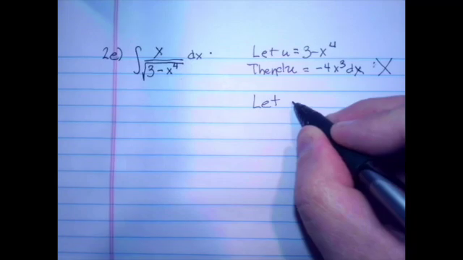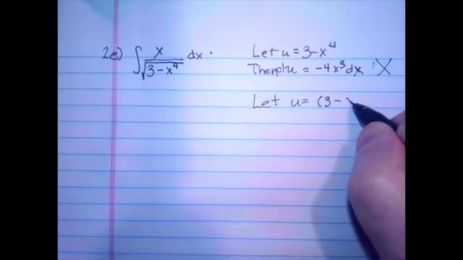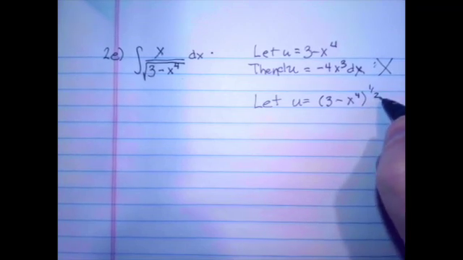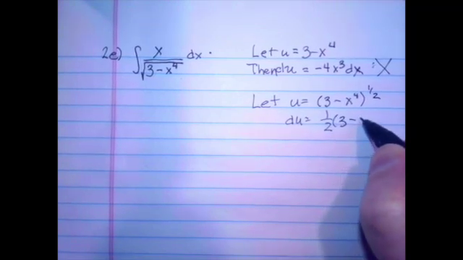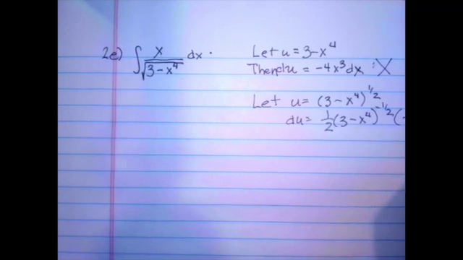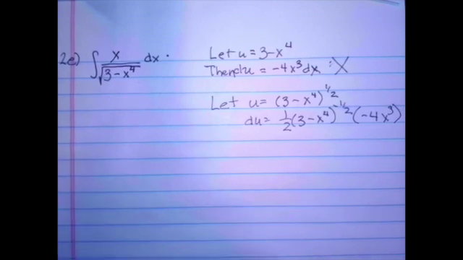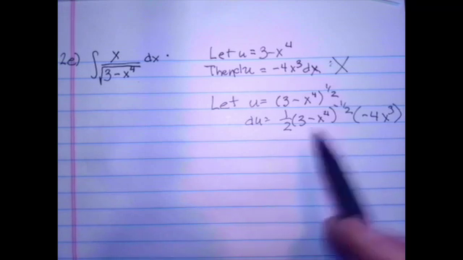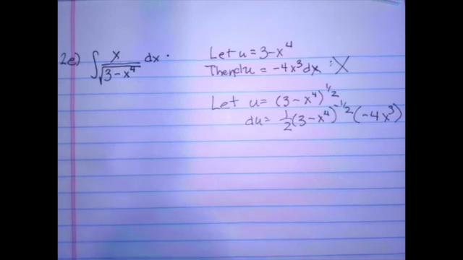Another possibility would be to let u be the square root of 3 minus x to the fourth. In other words, 3 minus x to the fourth to the 1/2. But then du is going to be 1/2 times 3 minus x to the fourth to the negative 1/2 times negative 4x cubed using the chain rule. And we need a lot of stuff here that we don't have. So that also doesn't seem like a good choice.